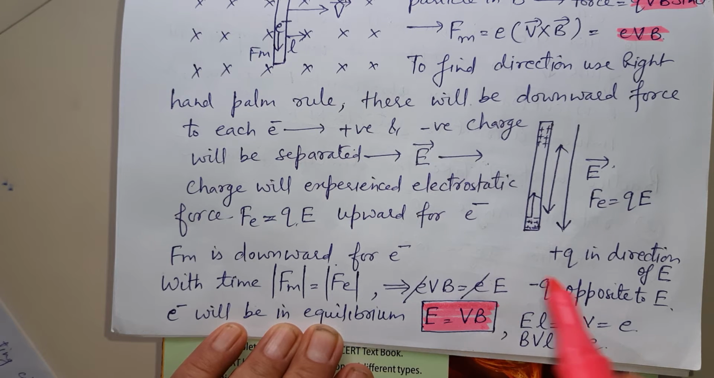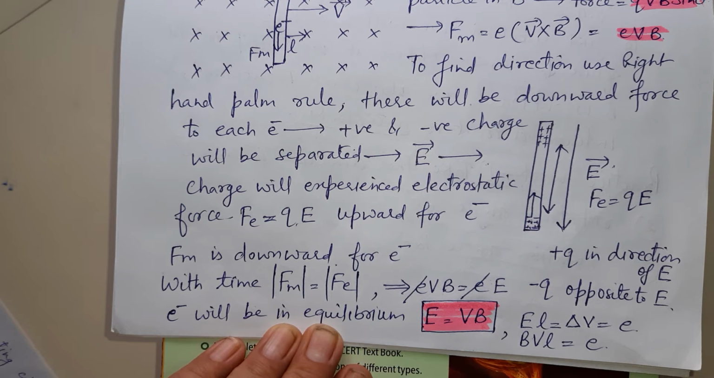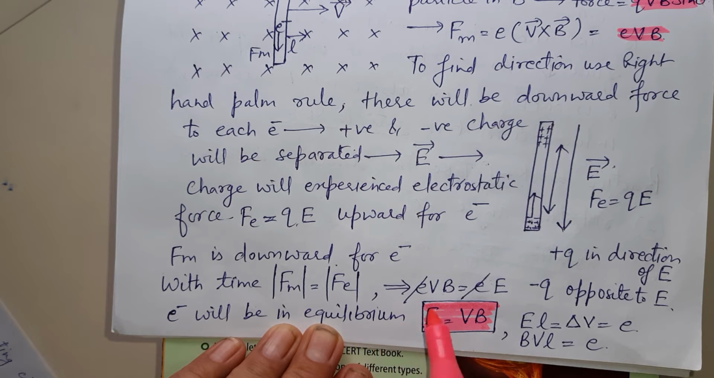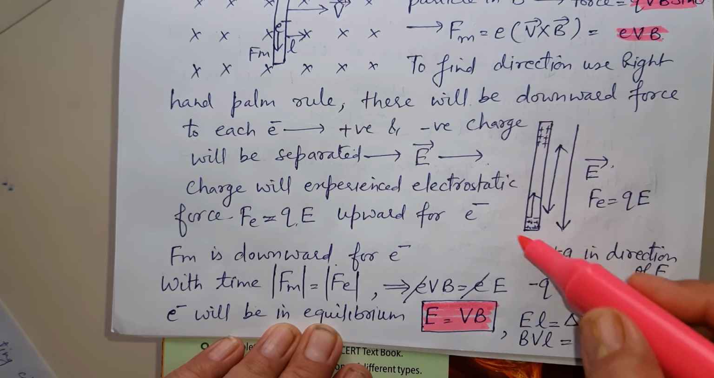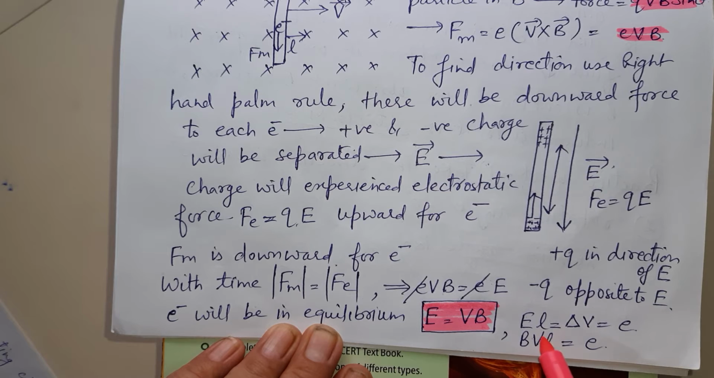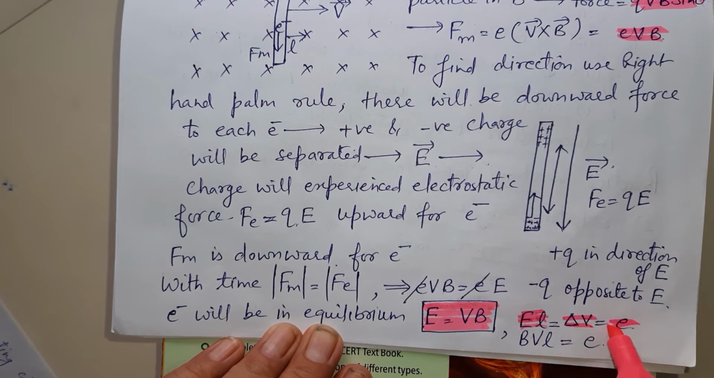Now whenever a charged particle is under the magnetic force and under the electric force, and they are equal and opposite, then the electron will be in equilibrium, or we can say it is in a steady state. In this condition, there will be an induced EMF in the conductor, and that will be given by E into the length of the conductor, equal to delta V. Delta V means the potential difference between the two ends, or we can say EMF.